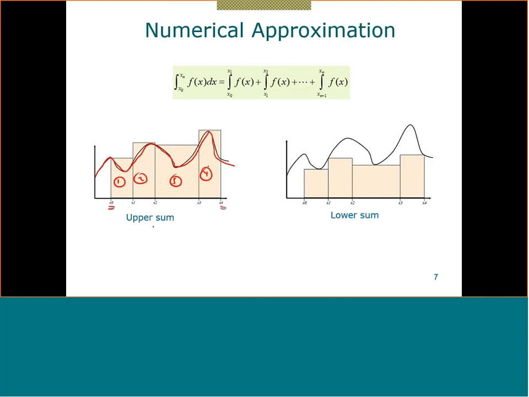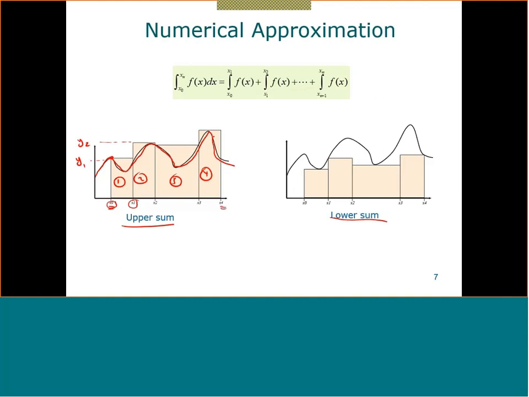Now, we have two different ways of doing this. There is one called the upper sum and the lower sum. For the upper sum, the height of the rectangle is the highest point between x0 and x1. So this is the highest point, this is your y, maybe call it y1. Between x1 and x2, this is the highest point, y2. Between x2 and x3, this is the highest point, and so on and so forth. For example, from x3 to x4, this is the highest point.